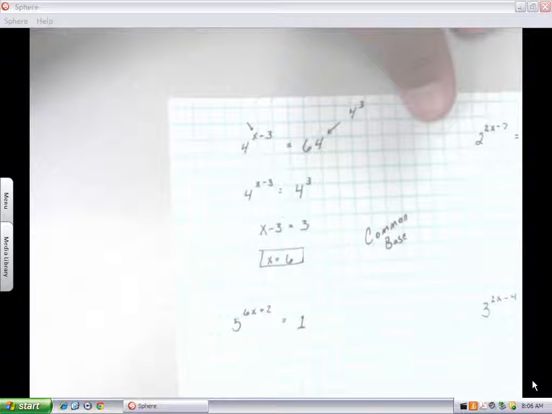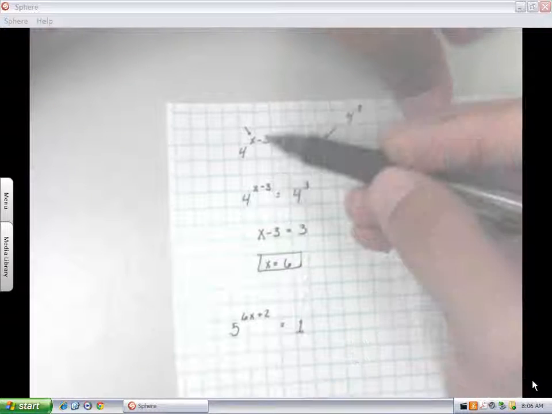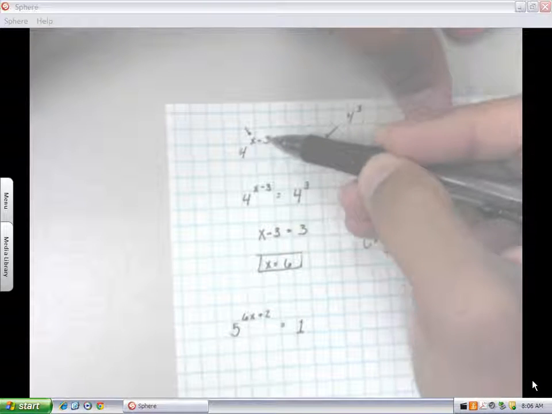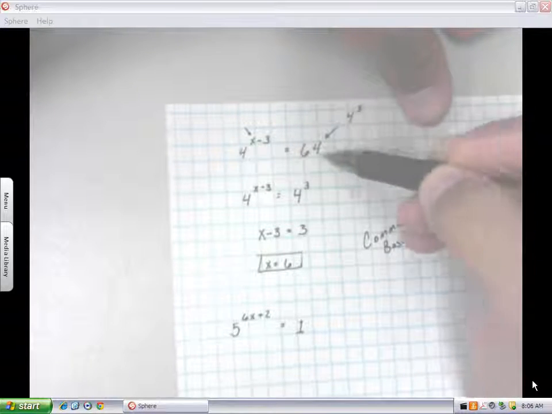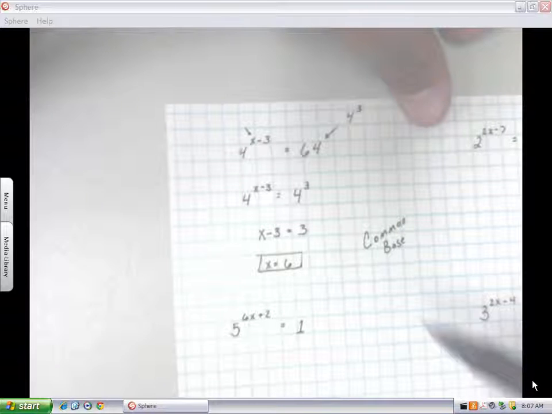So if I go up and check that in the original, 4 to the 6 minus 3, well, that's 4 to the third power, which is 64. That does equal 64. So the key here is making the bases common.